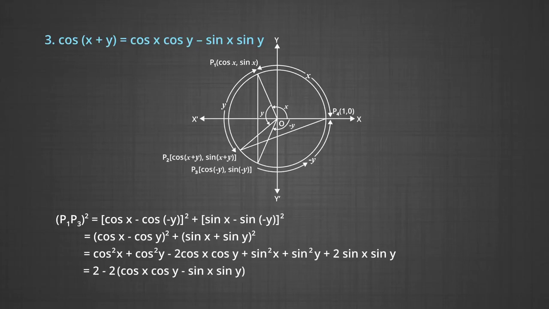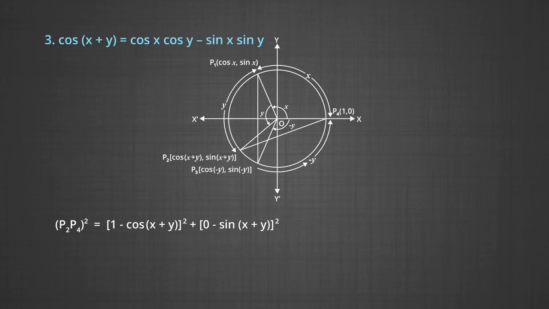Now, replacing cos square x plus sin square x by 1 and cos square y plus sin square y by 1, we get P1P3 the whole square is equal to 2 minus 2 times cos x cos y minus sin x sin y.